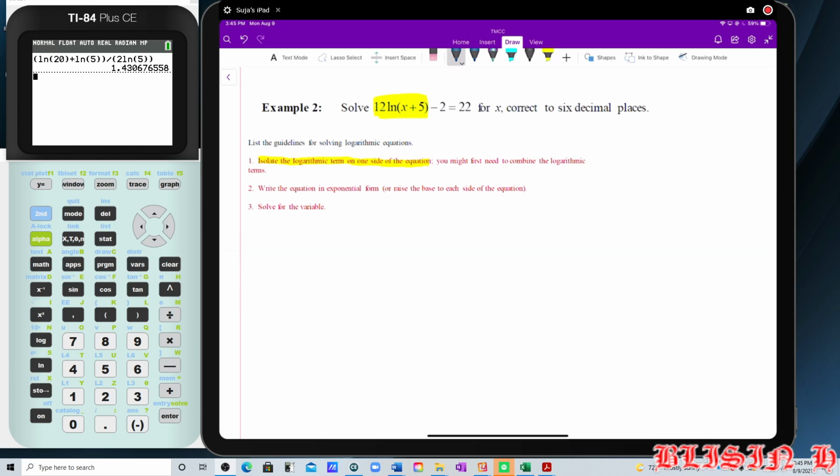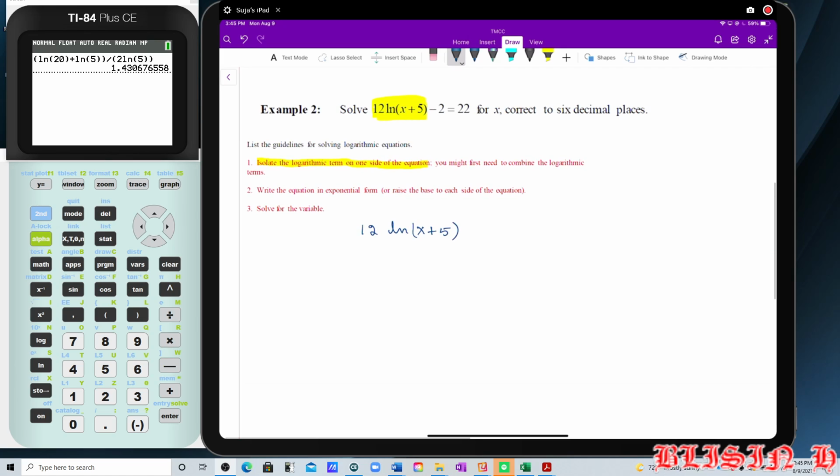It's a negative 2. So the problem goes 12 ln(x + 5), which is my logarithmic term. I have a minus 2 is equal to 22. So I'm going to move the 2 to the other side, which is going to be 12 ln(x + 5) is equal to 24.